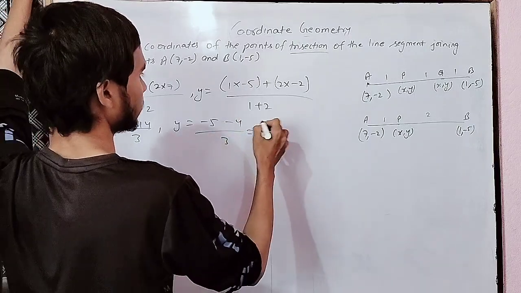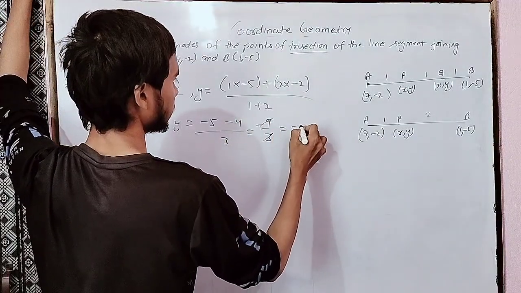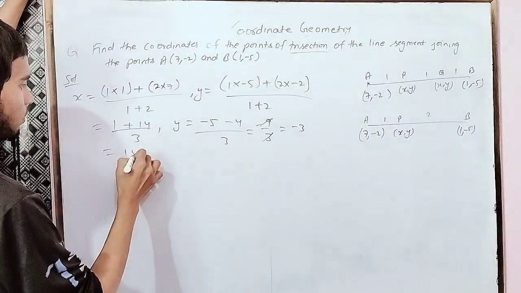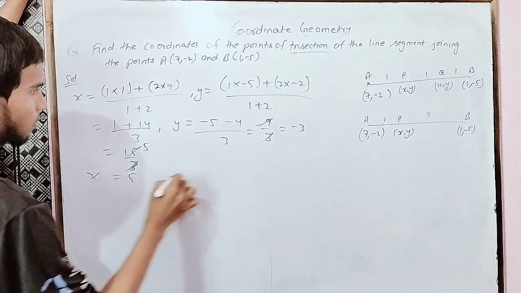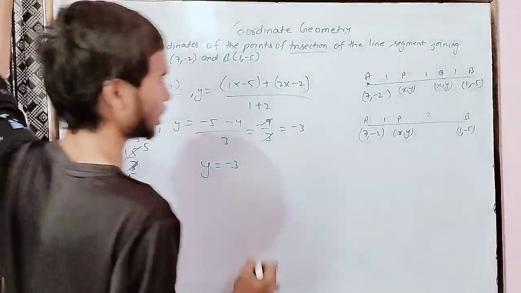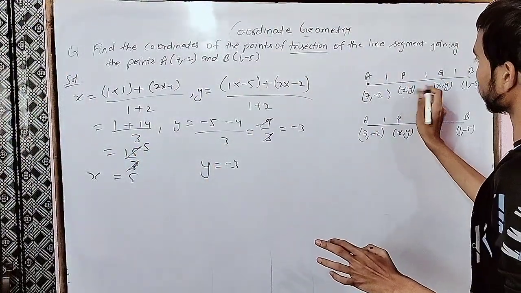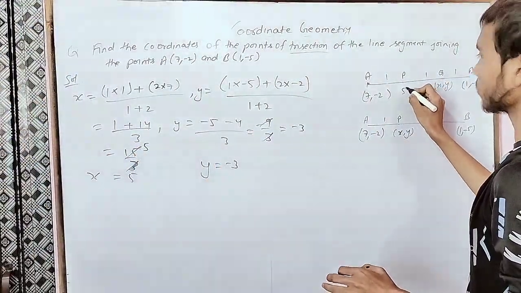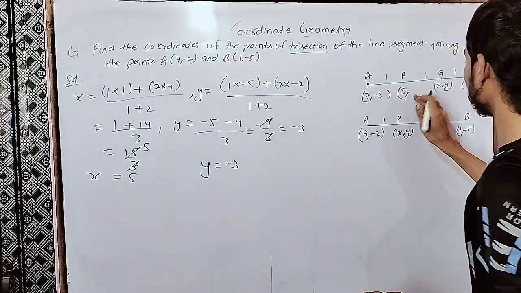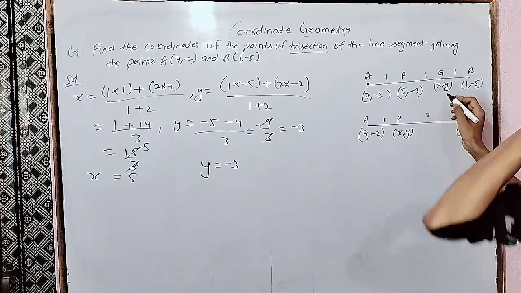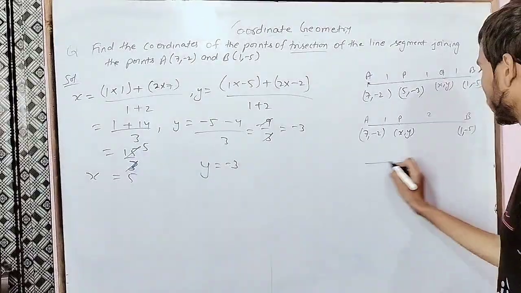So y will be minus 3, and x is 15 upon 3, which is 5. So x is 5 and y is minus 3. It means the point here is 5 comma minus 3. This is the meaning.